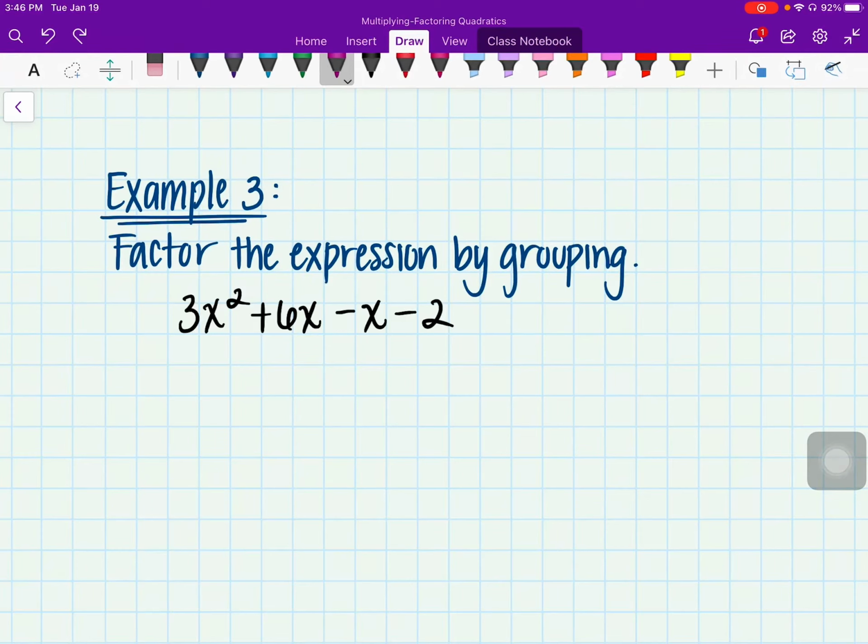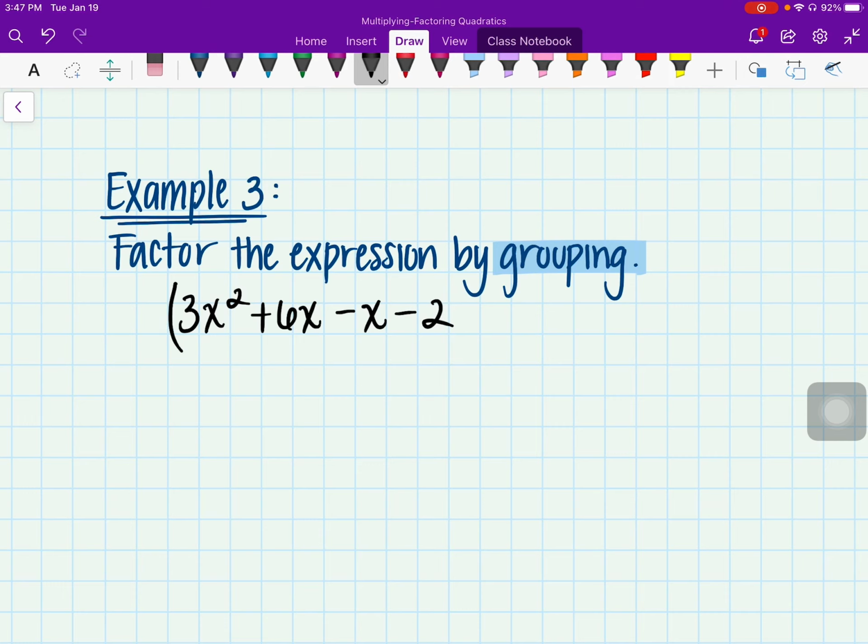All right, you guys, let's go ahead and get started on example 3 here. Example 3, we want to factor the expression 3x squared plus 6x minus x minus 2. Our goal in this case with grouping, guys, once again, is to group the first two and the last two terms in order for us to factor and find our binomials.